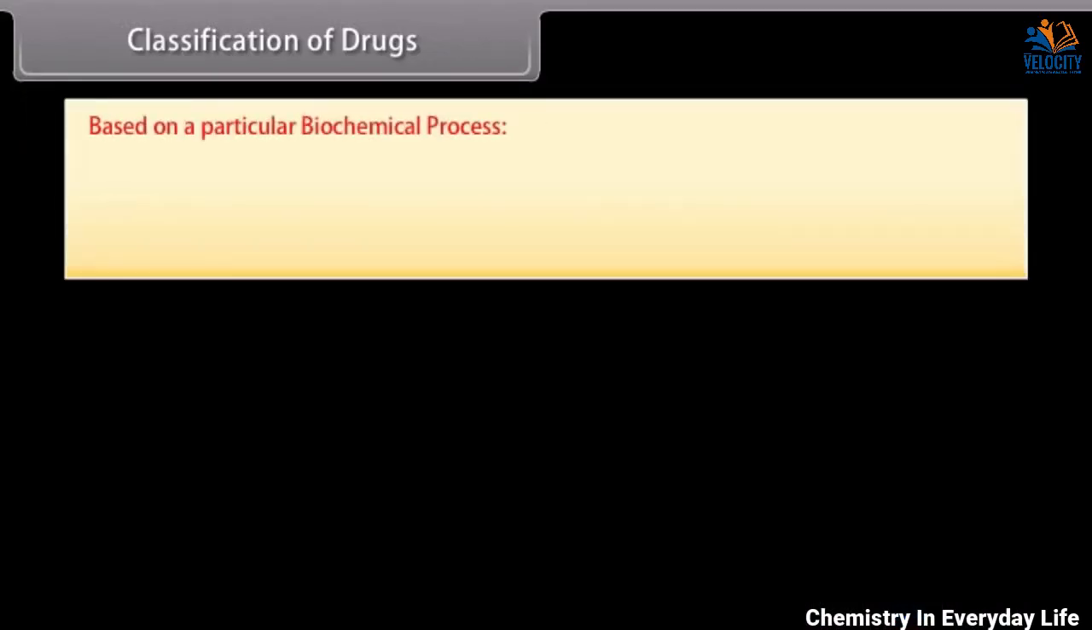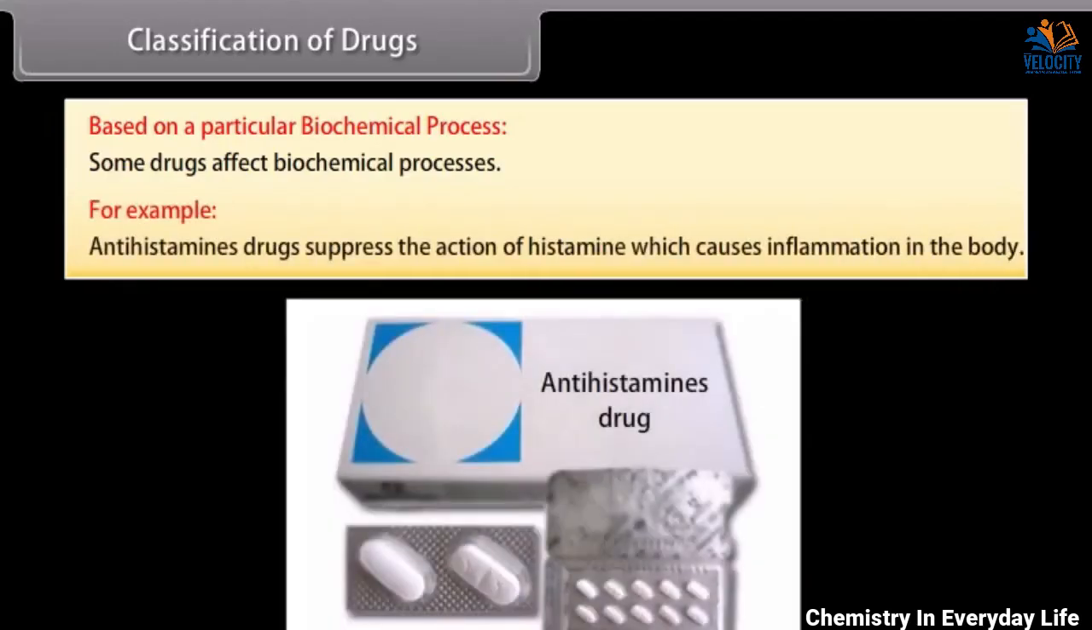Based on a particular biochemical process. Some drugs affect biochemical processes. For example, antihistamine drugs suppress the action of histamine, which causes inflammation in the body.